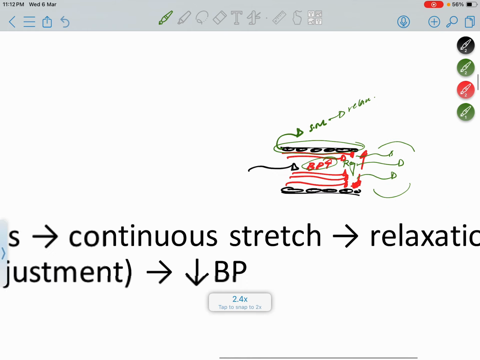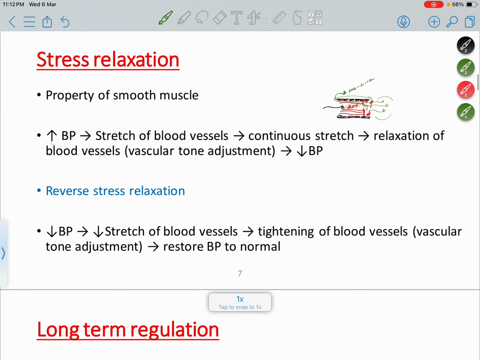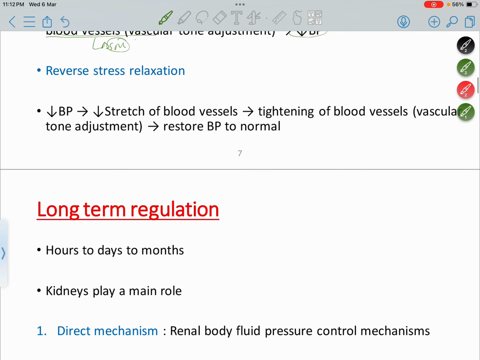Okay, so we can read this. Increase in BP, stretch of blood vessels, continuous stretch causes relaxation of the blood vessel, decrease in BP. That relaxation of the blood vessel means the smooth muscle will get relaxed. Then reverse stress relaxation means the same concept in reverse. If there is a decrease in BP, there is decreased stretch of blood vessels. If there is decreased stretch of blood vessels, tightening of the blood vessels will occur.